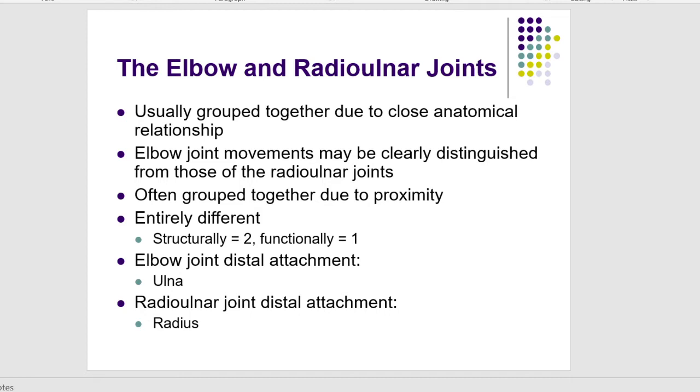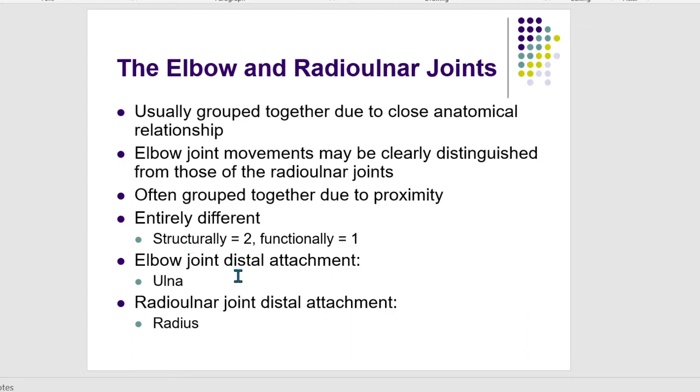It is very close to the humero-ulnar joint. All elbow joint movements may be clearly distinguished from those of the radioulnar joints, which are often grouped together due to proximity, but the two joints are entirely different. Structurally, there are two joints in the elbow, and functionally, only one joint is involved in the movement of the elbow.